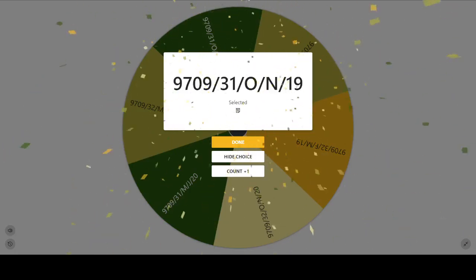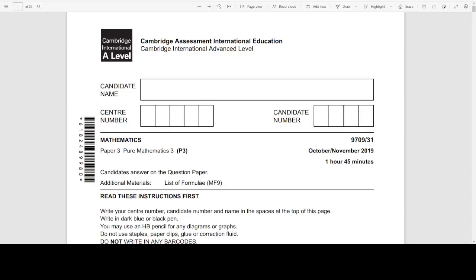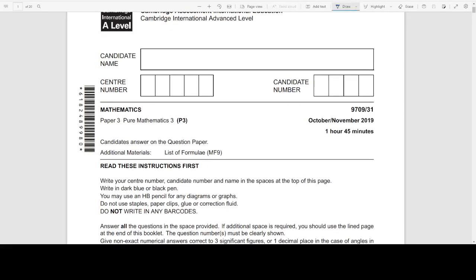So we have got 9709/31/ON/19, the winter paper from 2019. So guys, let's start solving. Very well then, looks like we'll have to do this one for now. So, October/November 2019.